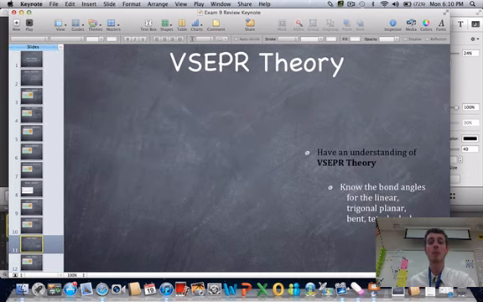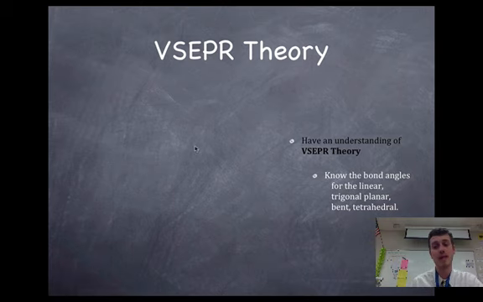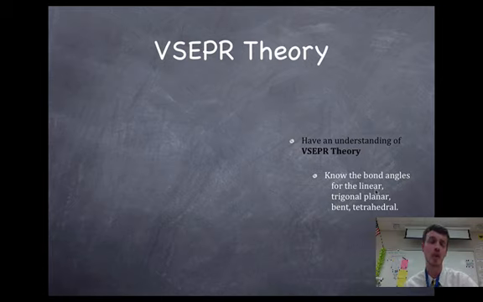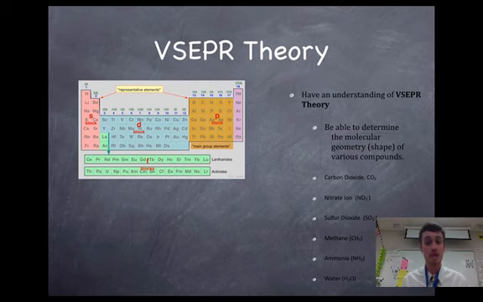When I'm saying know the bond angles, you want to know that linear has a 180 degree bond angle, trigonal planar is 120, and tetrahedral is 109.5. I don't think bent is going to show up, but bent can be either 120 degrees or 109.5 degrees, depending on how many bonds and how many lone pairs you have. But what I'm really wanting to focus on is how to figure out the shapes.